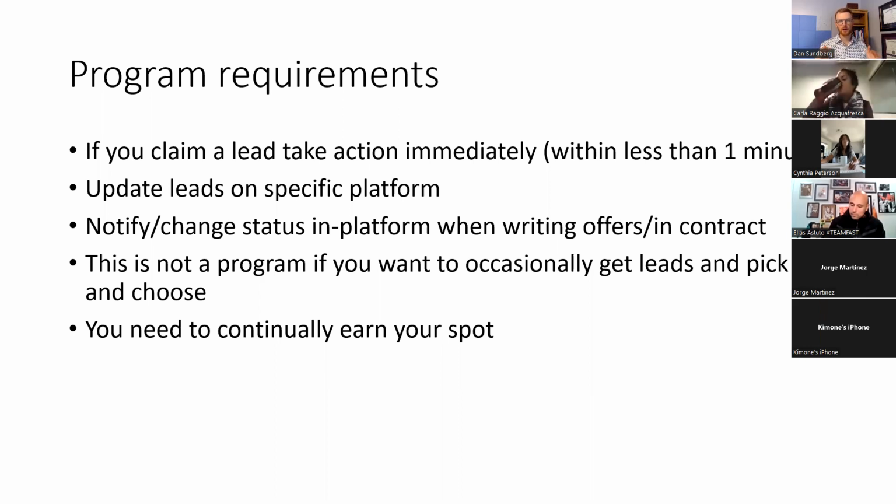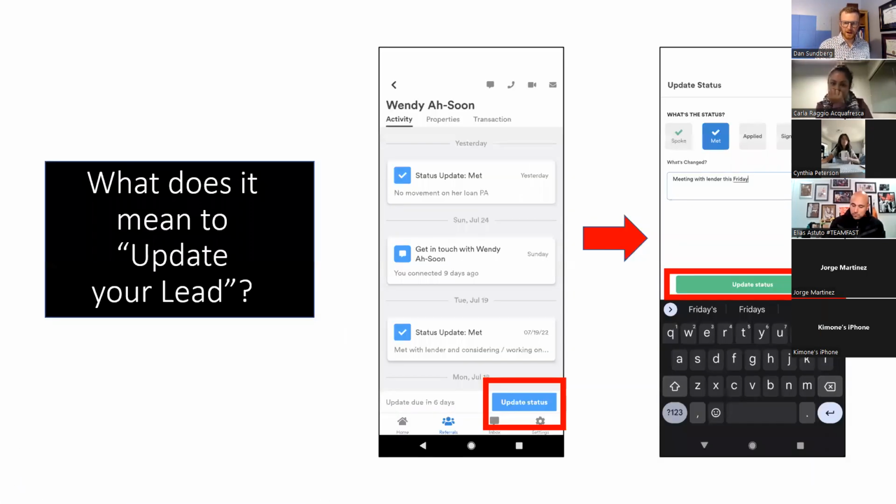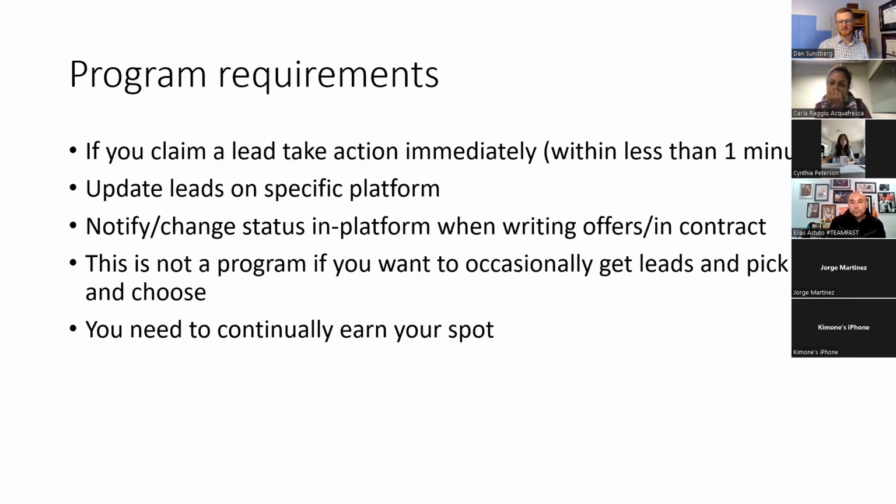Okay, so the third program requirement, and this is going to significantly help you increase in the rankings for all these platforms, is to update the leads and move them through the statuses, like in Opcity, for example: met, applied, signed, closed. What they're rating you on is that you get clients and you're moving them down the sales funnel, closer to a close. The more people you move closer to a close, the more points you get, the more leads you get. So as you progress with your clients, be very rigorous with updating the status.